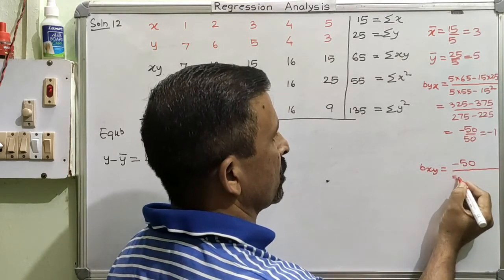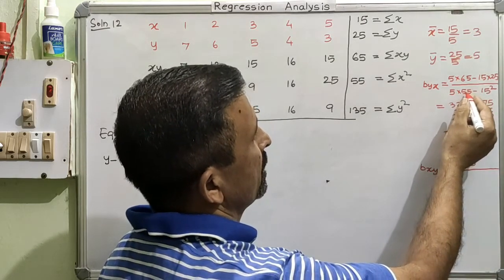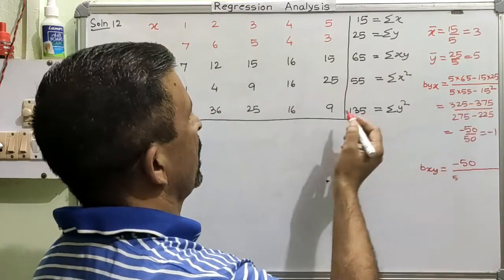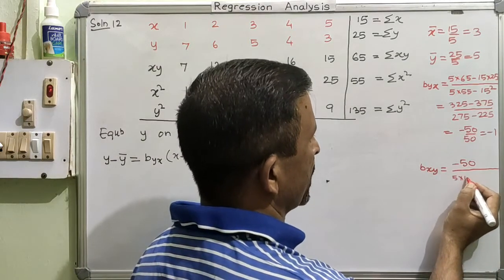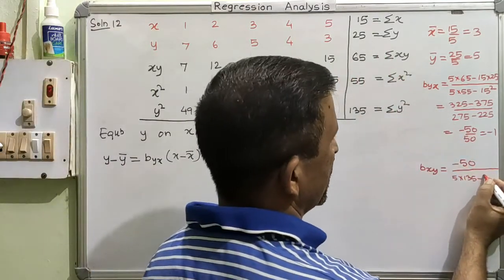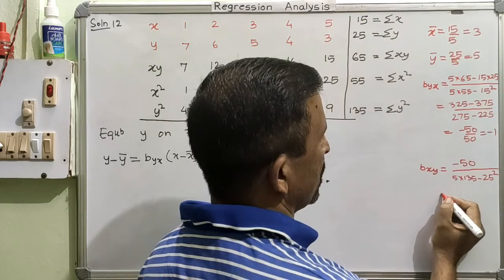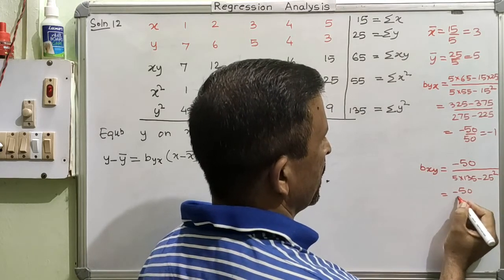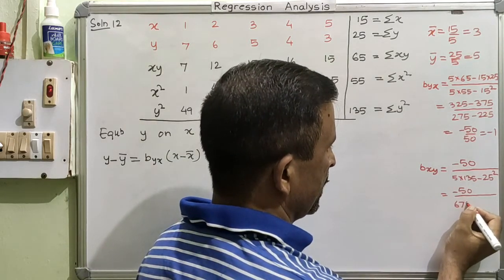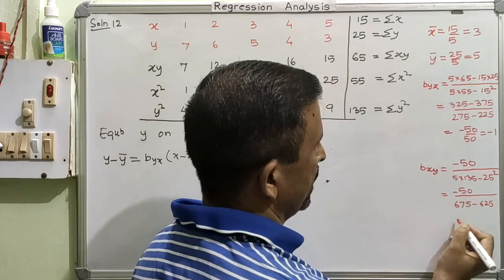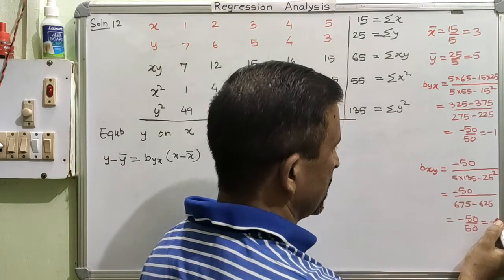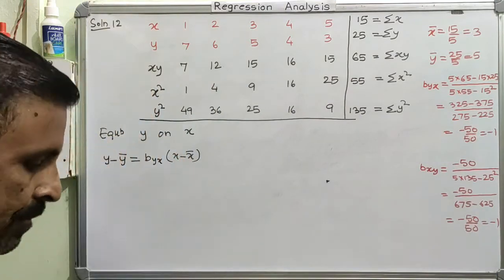So it will become 5 into sum of all the y square, 5 into 135, minus sum of all the y square, that is 25 square. So this becomes minus 50. Now 135 into 5 is 675 and this is 625. So this also is minus 50 over 50 and finally this answer also is minus 1. So both the regression coefficients are coming same.